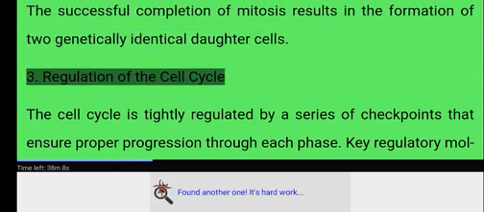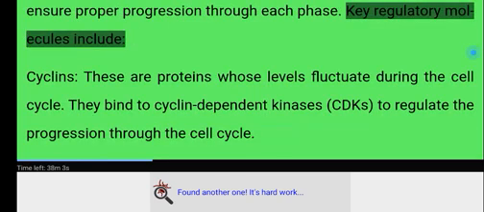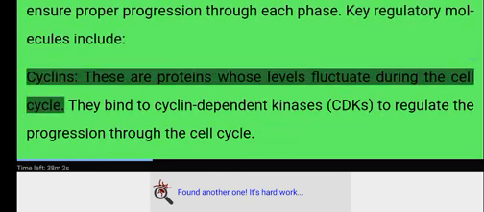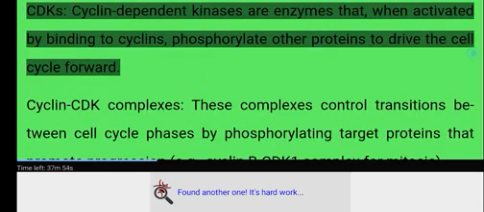3. Regulation of the cell cycle. The cell cycle is tightly regulated by a series of checkpoints that ensure proper progression through each phase. Key regulatory molecules include cyclins. These are proteins whose levels fluctuate during the cell cycle. They bind to cyclin-dependent kinases, CDKs, to regulate the progression through the cell cycle. CDKs, cyclin-dependent kinases, are enzymes that, when activated by binding to cyclins, phosphorylate other proteins to drive the cell cycle forward.